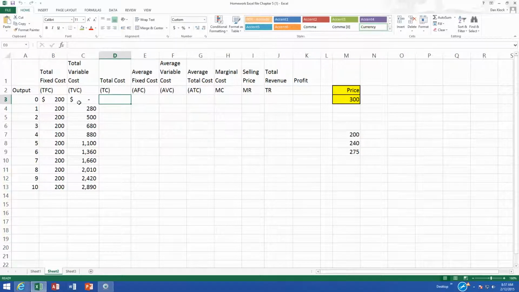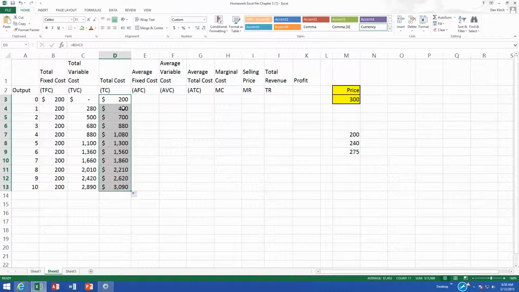The total cost is, of course, the fixed cost plus the variable cost. So it's 0 output. It's a simple formula. Equal this 200 cell plus, click on the total variable cell, B3 plus C3. Of course, it comes out to 200, my total cost when I'm producing nothing because I have no variable costs. But then I could just throw it down, right? Everyone knows the autofill here. I double click there, and I'll chuck it all the way down. So there are my total costs for the different outputs.